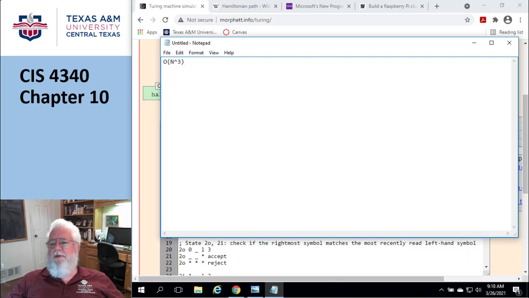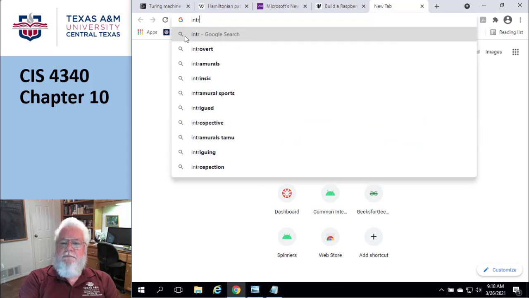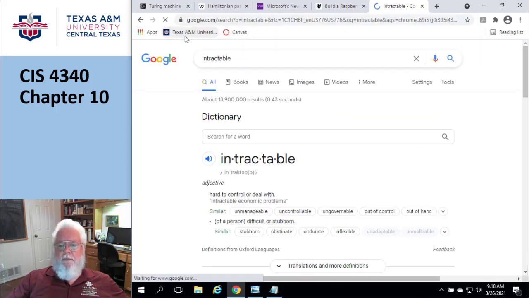What's the definition of intractable? Intractable basically means difficult, hard to deal with. So an intractable problem is one that's going to be difficult. What that really means is no algorithm can solve this in a reasonable period of time, and just put reasonable in quotation marks. So these are considered non-deterministic polynomial time.